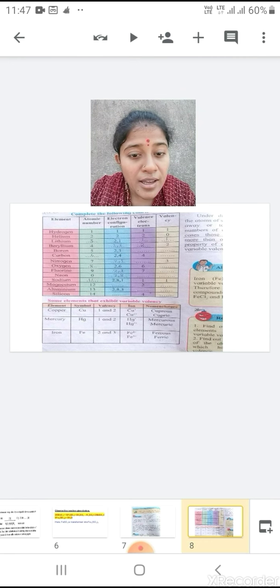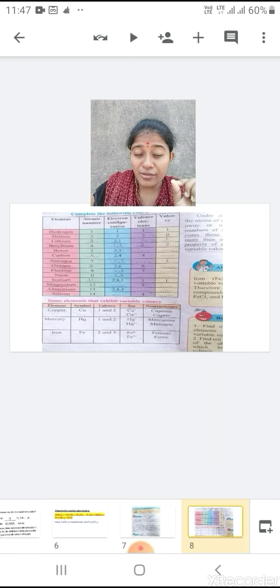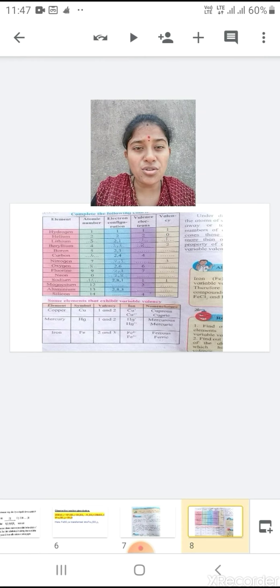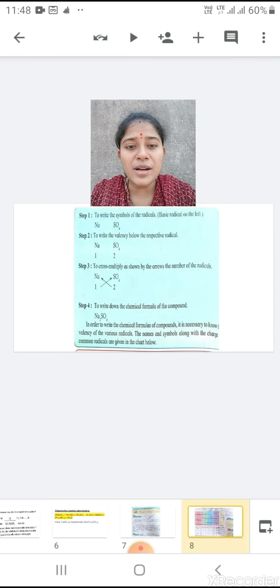So when we say Fe2 plus and Fe3 plus, Fe2 plus means it has lost 2 electrons, and when I say Fe3 plus, that means it has lost 3 electrons. So try to understand, if the element is Fe2 plus and it is getting converted to Fe3 plus, that means first with iron only 2 electrons were lost, but later 3 electrons were lost, that means one more electron is lost, isn't it? So I hope you must be remembering this part.